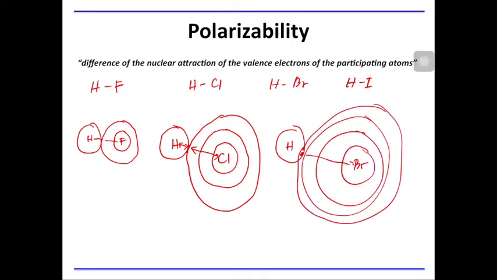So it is really far from the nucleus. It is said that when there is a difference in the nuclear attraction of the valence electrons of the participating atoms, the bonds tend to be polarizable. The electron cloud is easily distorted, and eventually the bond can easily be broken.